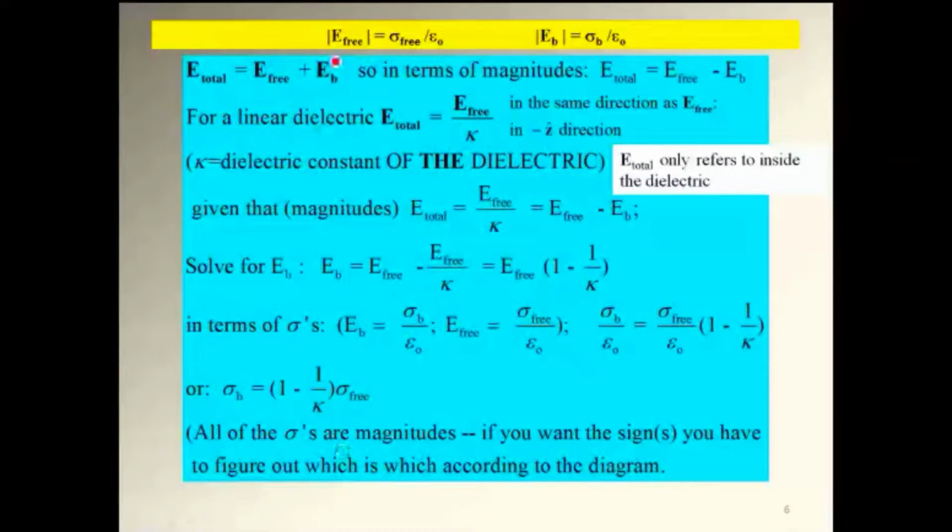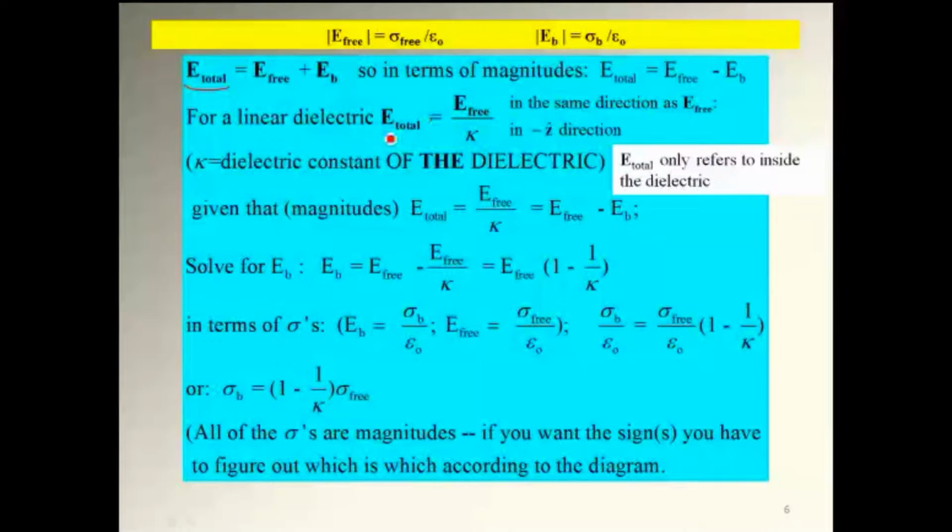I've repeated the equations for the magnitude of the free E field and the bound E field due to the surface bound charge. We add these together to find the total E field inside the dielectric, and that's equal to the sum of these. You realize that this is pointing in the opposite direction of E free. So if we look at magnitudes, then the magnitude of E total will be E free minus E sub b, where these are the magnitudes of the fields.